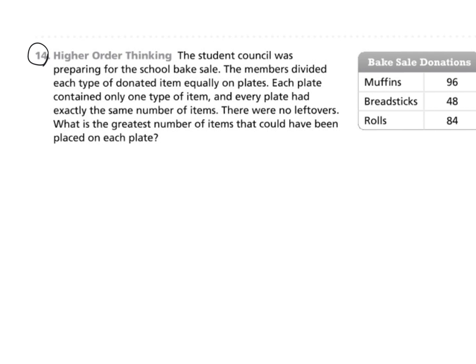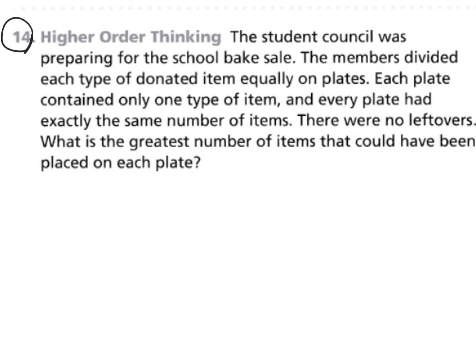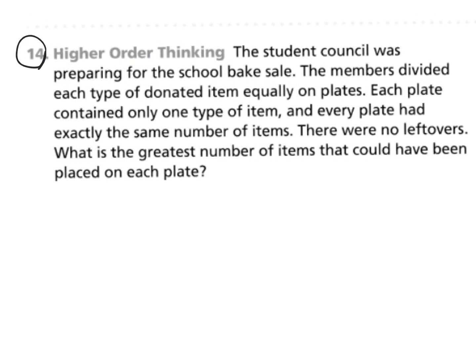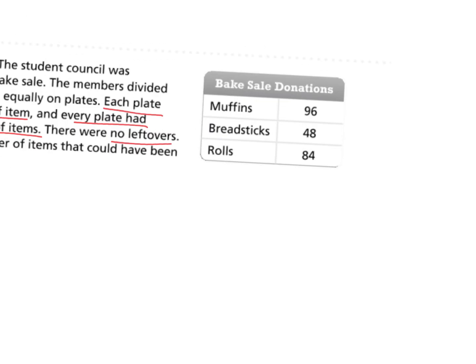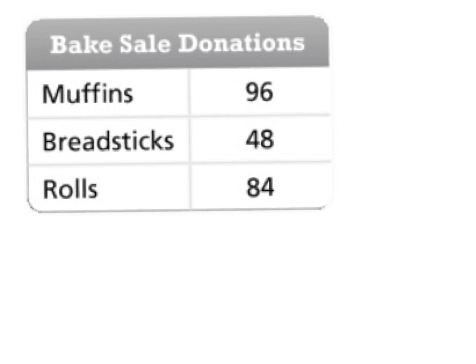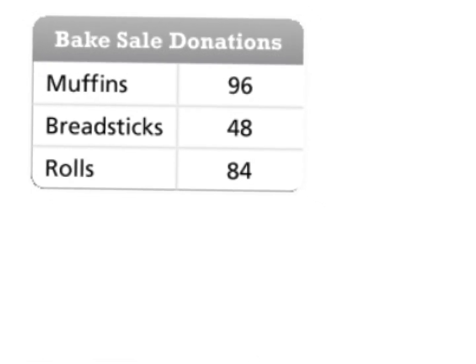Number 14, the student council was preparing for the school bake sale. The members divided each type of donated item equally on plates. Each plate contained only one type of item, and every plate had exactly the same number of items. There were no leftovers. What is the greatest number of items that could be placed on each plate? Okay, so lots of stuff going on here. So each plate contained only one type of item. Every plate had exactly the same number of items, and there were no leftovers. Those are kind of the main points out of this. So if we look at this, we've got some muffins, breadsticks, and rolls.